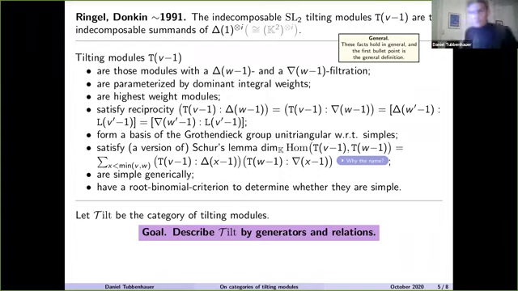So you have two of them. They're kind of dual. They both have the same characters. They are both defined integrally. And the standard definition that you find in all textbooks and papers of tilting modules would be that you have a delta and a nabla filtration.